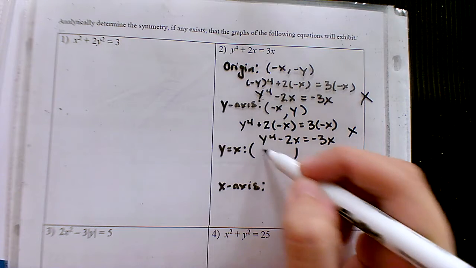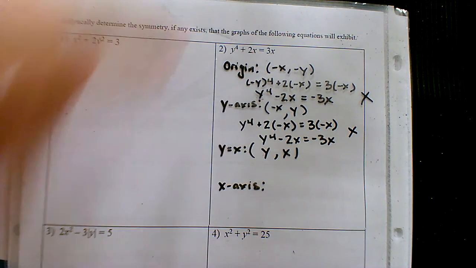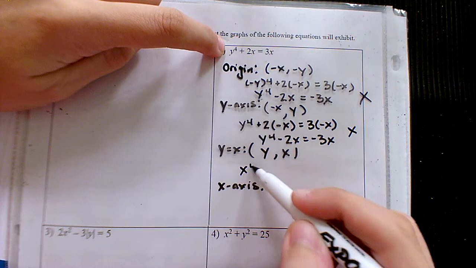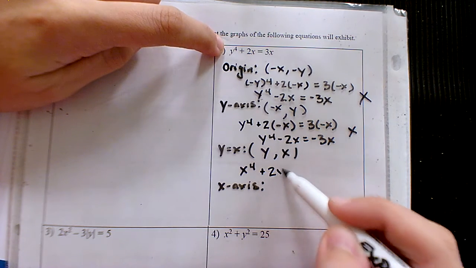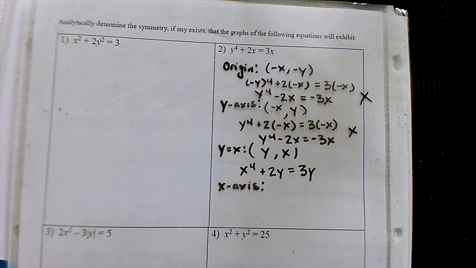What about the diagonal symmetry? Go ahead, Lincoln. Y comma x. Y comma x. Okay, so the values switch. So for every y, we'll plug in an x, and for every x, we'll plug in a y. Is it the same equation?